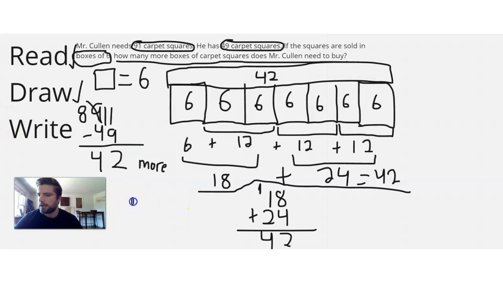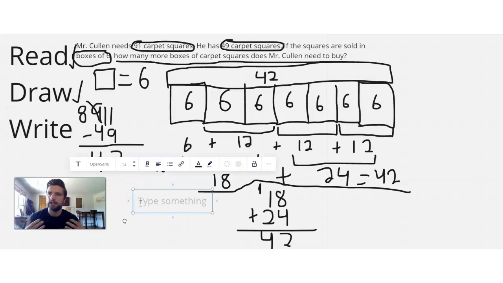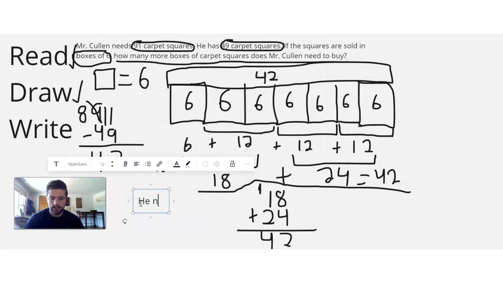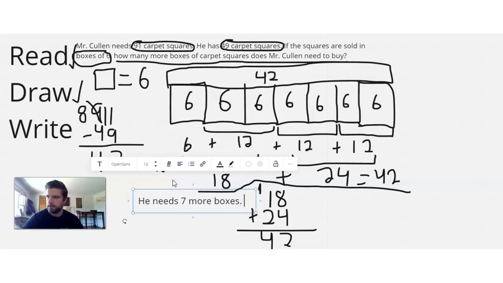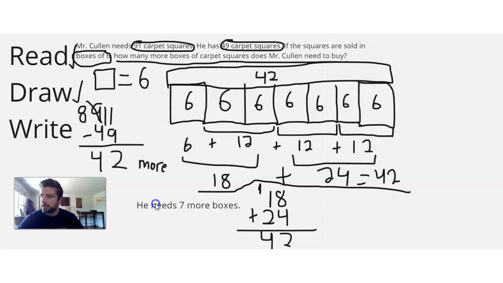And now we're going to type out our answer. We always have to label our answer. So how many more boxes? We're going to say he needs, when we counted the boxes themselves, we needed 7 more boxes. Okay, he needs 7 more boxes. It's a tricky 2-step problem, but when you break it down and you read, you draw, and you write, it makes a lot more sense.